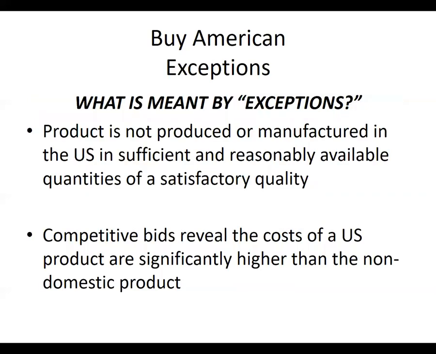Exceptions fall into these two categories. The product is not produced or manufactured in the U.S. in sufficient and reasonably available quantities of a satisfactory quality, or competitive bids reveal the costs of a U.S. product are significantly higher than the non-domestic product. If you are accepting a product that falls into one of these two categories, you will need to retain documentation that supports the decision to accept the product. USDA does not define significantly higher. What is significant to one SAU may be insignificant to another.